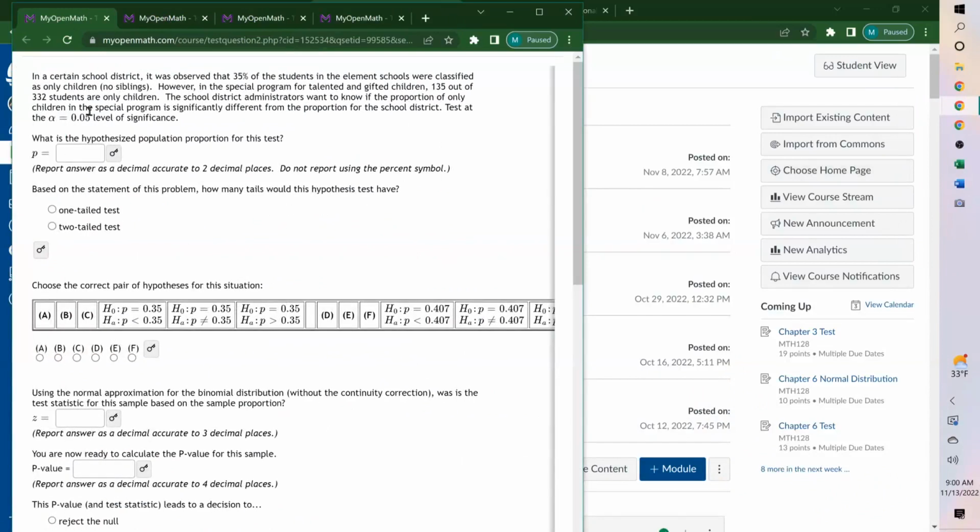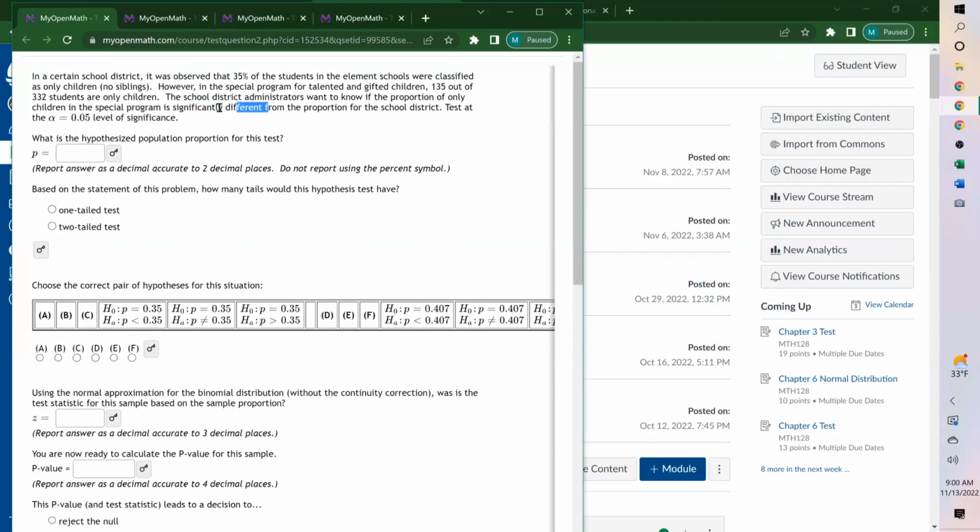School district. It observed that 35% of students in elementary schools were classified as only children, no siblings. However, in a special program for talented and gifted students, 135 out of 332 students were only children. The school district administrator wants to know if the proportion of only children is significantly different.